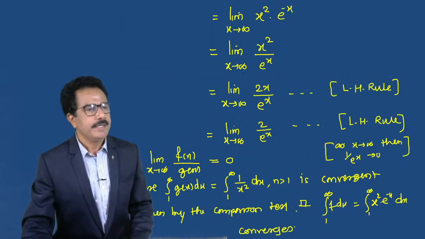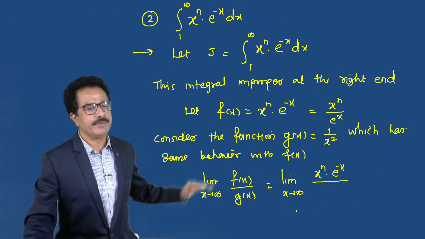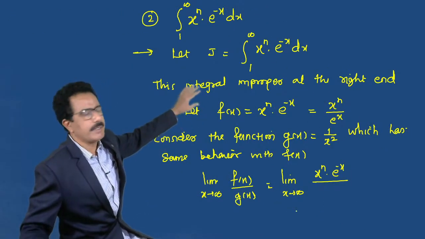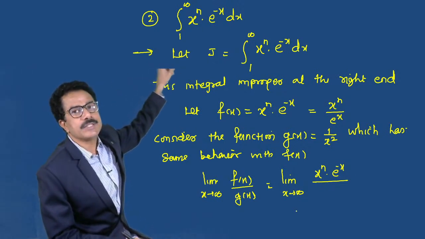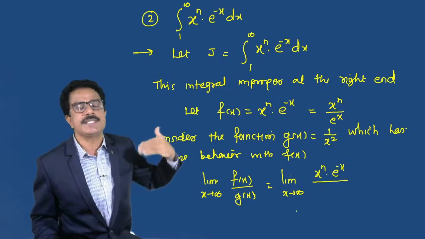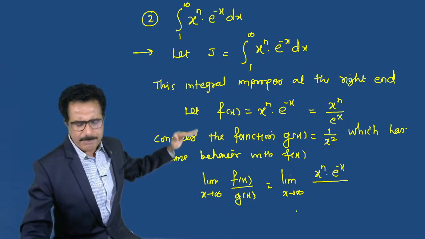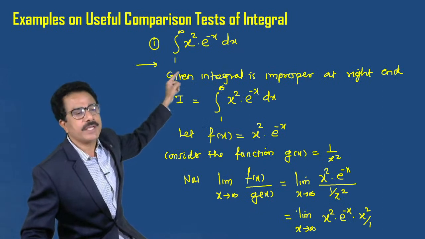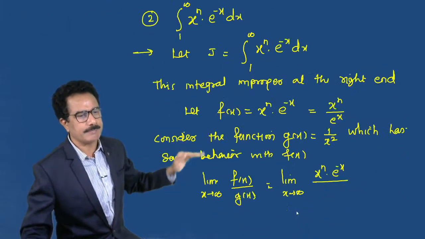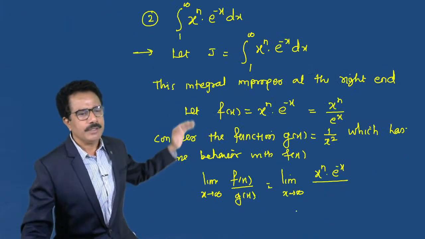Sir, now we shall discuss the second problem. Now we have to discuss these problems. What is that problem? Integral from 1 to infinity x raised to n into e raised to minus x dx. That means same problem as like this, only in place of x square we have to replace x raised to n.